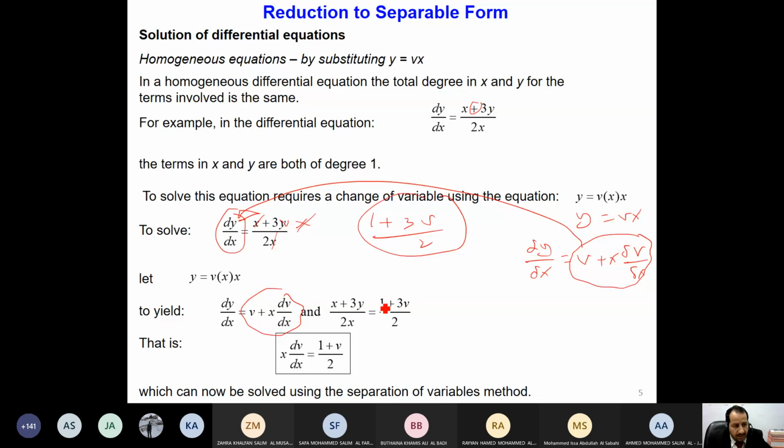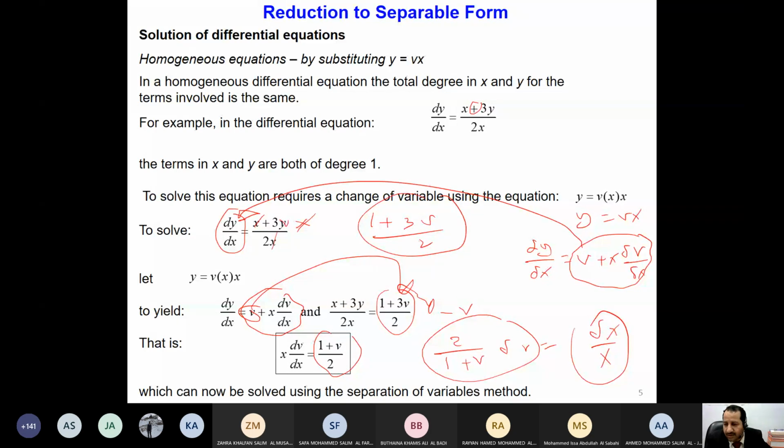All this equal 1 plus 3v over 2. Take v to the other side here, it will be minus v. Algebra, okay, addition, okay, we will come up with 1 plus v over 2 equal x times dv over dx. Now I can separate, you see, I can separate. I can write it in this way, 2 over 1 plus v dv equal dx over x. Now here x, here v, I can integrate now. You may say, okay, you integrated, and next step, we need to get back to y. So at the end, whatever v you come up with, you need to substitute for v from here, v equal y over x.